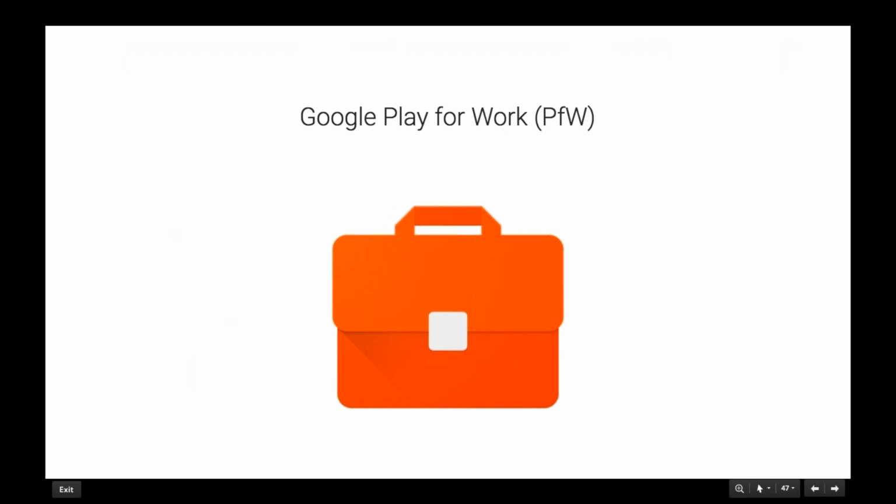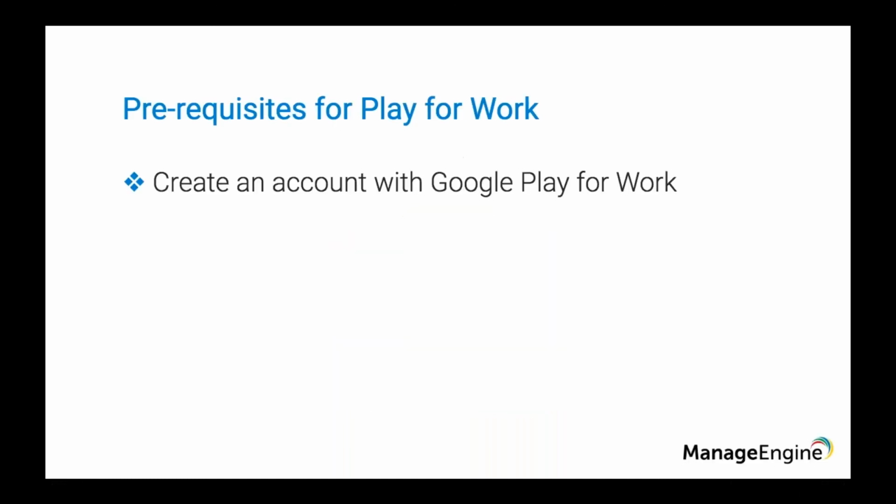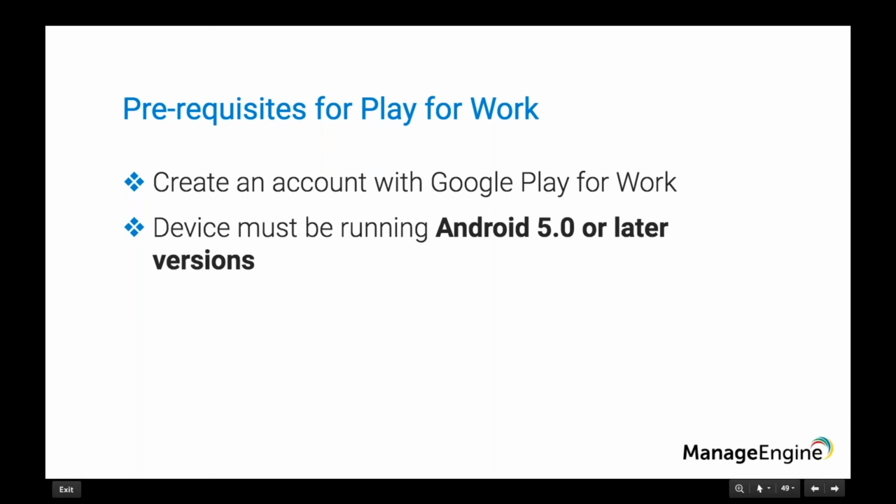Let us see the option that is available for Android, which is Google Play for Work, which has been recently renamed as Google Play. So similar to Apple Business Manager, Play for Work has got certain prerequisites as well. First among which is that you need to create an account with Google Play for Work. So this serves a similar purpose to the account that we created with ABM. Second option is that the devices must be running Android 5.0 or later versions.